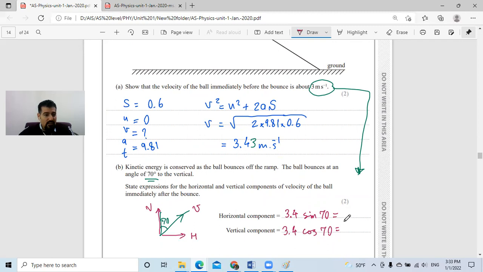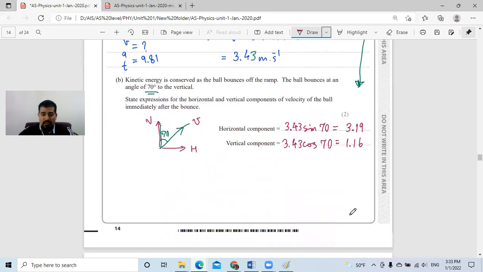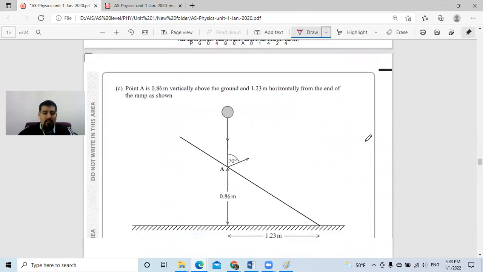Okay. The first one comes out as 3.19 and the second one as 1.16, because we are going to use these values now in projectile motion. This is the horizontal speed of the projection, and this is the vertical speed of the projection from the ramp as it bounces off at an angle of 70 degrees. Memorize these values, we are going to use them. Meters per second, meters per second. Of course, I will not cross this line in the exam. Okay, what do they ask?